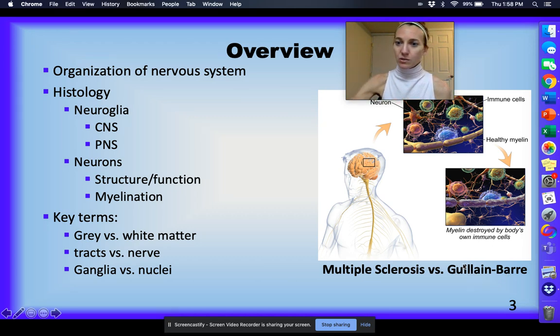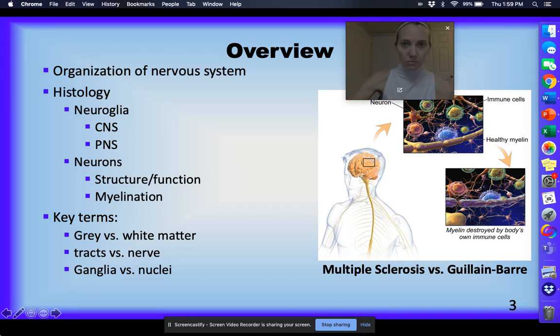I've actually had two good friends who have experienced this or have suffered from Guillain-Barré, and it progresses as fast as going to bed healthy and waking up without being able to move your limbs. So I want to look at some of the similarities and differences between those two very different conditions. And then last up, just a slide that looks at some key vocabulary. So gray matter versus white matter, what's a tract, what's a nerve, and how is that different from a neuron? And then last, ganglia versus nuclei.